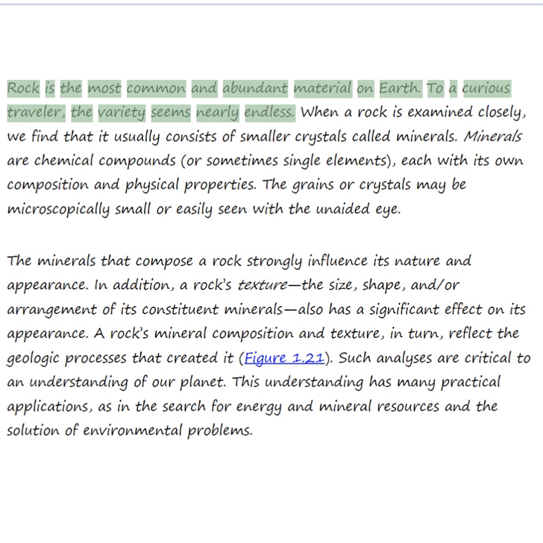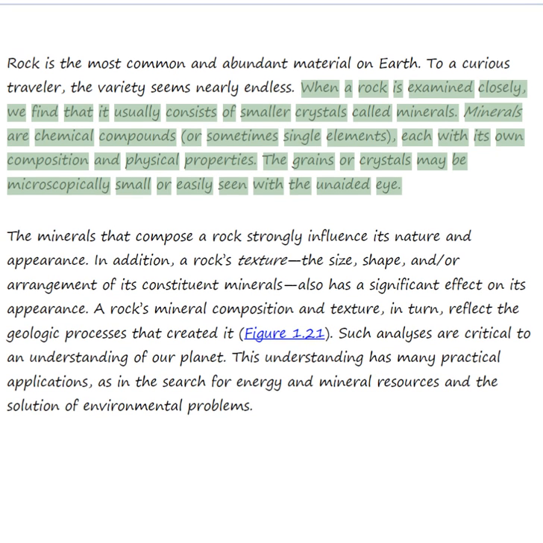Rock is the most common and abundant material on Earth. To a curious traveler, the variety seems nearly endless. When a rock is examined closely, we find that it usually consists of smaller crystals called minerals. Minerals are chemical compounds, each with its own composition and physical properties. The grains or crystals may be microscopically small or easily seen with the unaided eye.